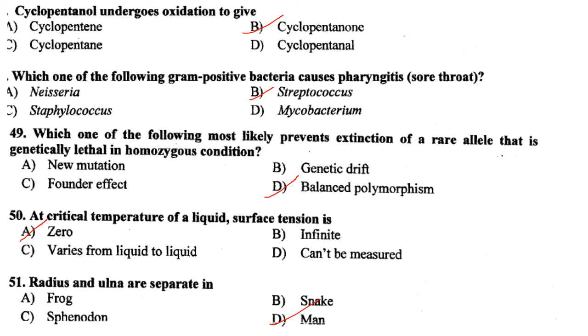Wait a moment. Sorry, it is not frog, it is man. Okay, radius and ulna are separate in case of man, whereas they are fused in the case of frog. So I made a mistake, I am sorry for that. So man is the answer, where radius and ulna are separate.